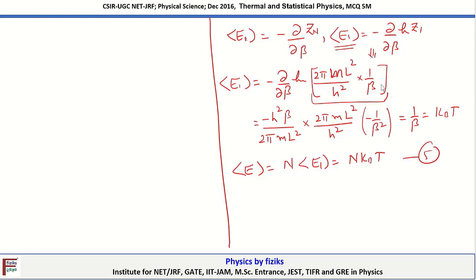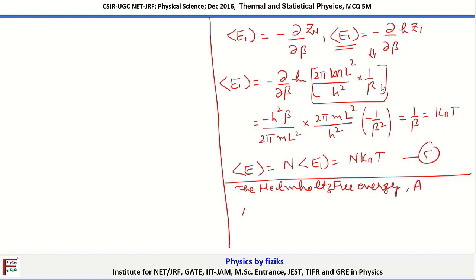Okay, now our ultimate target is to find the expression for the entropy. So in order to determine the entropy, first we need to find the Helmholtz free energy for the system. Okay, so now the Helmholtz free energy, written as A, is given by A equal to minus kBT ln Zn.